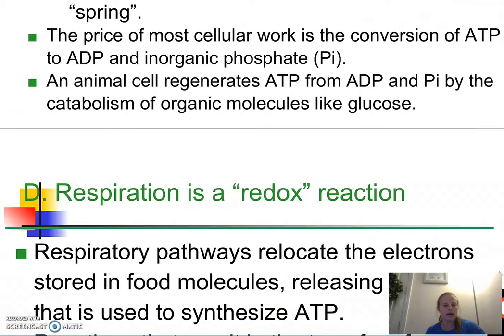The next time I talk to you guys, we're going to discuss what a redox reaction is and why respiration is classified as one.